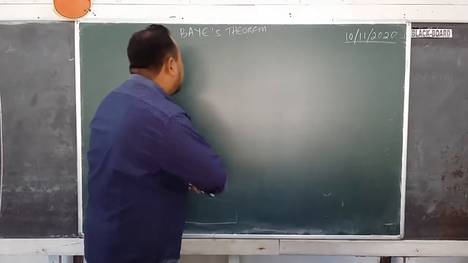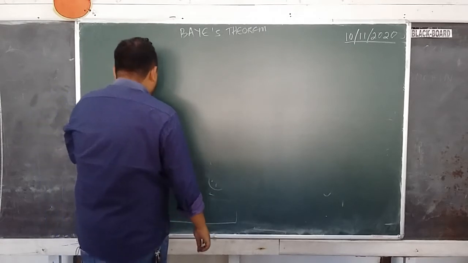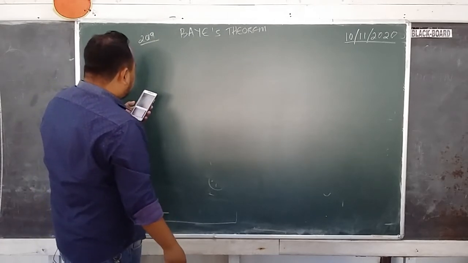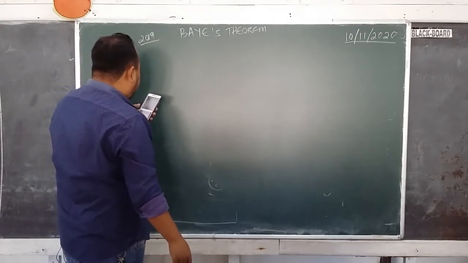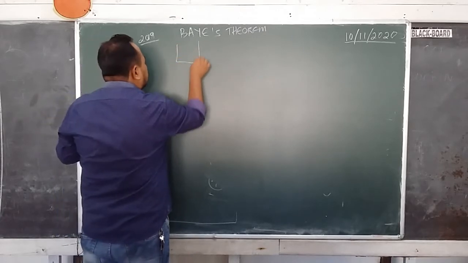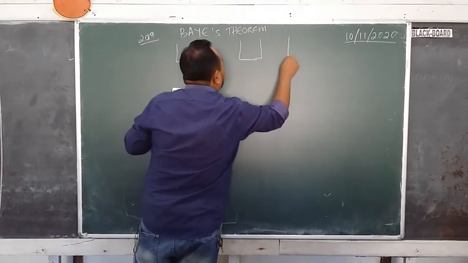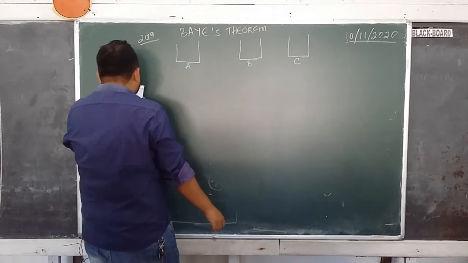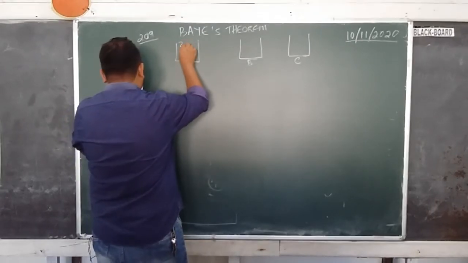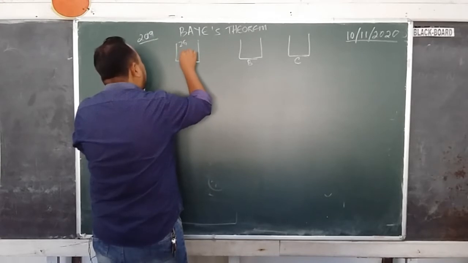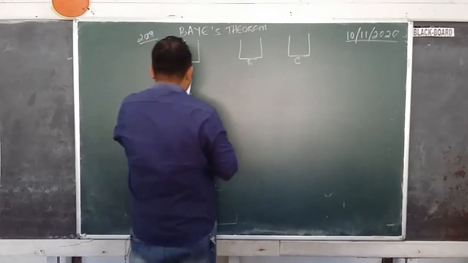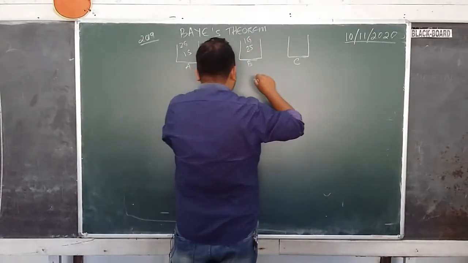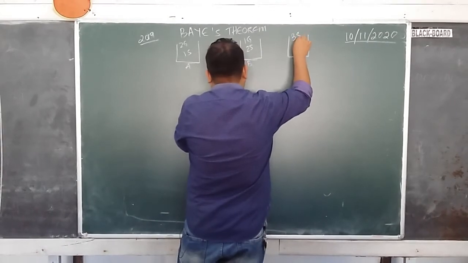Okay, now let us solve a few problems. I have taken an ISC question, ISC 2019. So the question says, given three identical boxes A, B and C. So this is your A, this is your B and this is your C. Box A contains two gold and one silver coin. Box B contains one gold and two silver coins, and box C contains three silver coins.